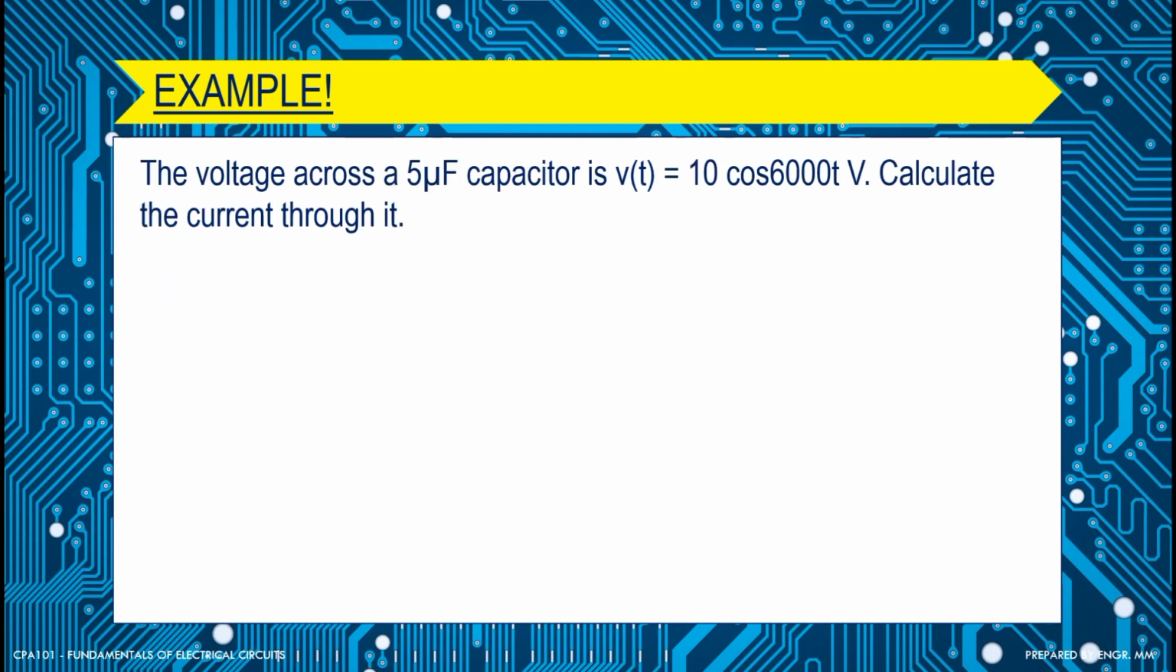Then next example: the voltage across a 5 microfarad capacitor is V of t is equal to 10 cosine of 6000 t. Now we calculate the current through it. So we have here a formula of I of t is equal to C multiplied by dV/dt, or the change in voltage with respect to time t. Let's just substitute the given. Our capacitance is equal to 5 microfarad. Then the derivative of 10 cosine of 6,000 t with respect to time t.